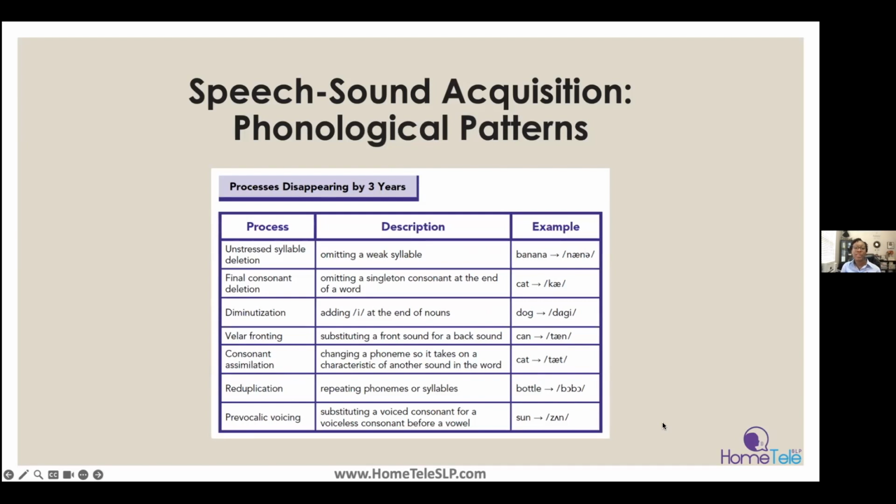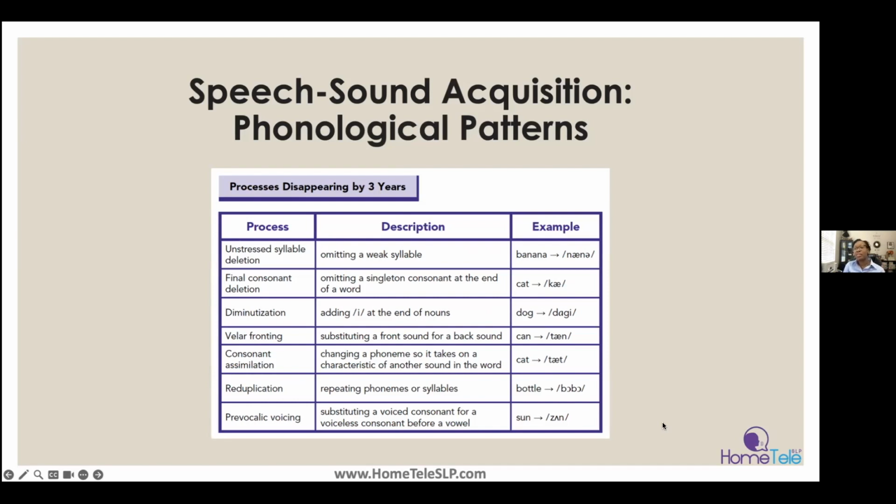Let's talk about when processes, or speech sound errors, phonological patterns, should be disappearing by the age of 3. So there are certain speech sound production errors that are developmentally appropriate, and we're going to talk about several of those. And you'll see the word processes used. So when you see process or processes, we're talking about this pattern of sound errors. So let's look at just a few of them. We'll start with the first one.